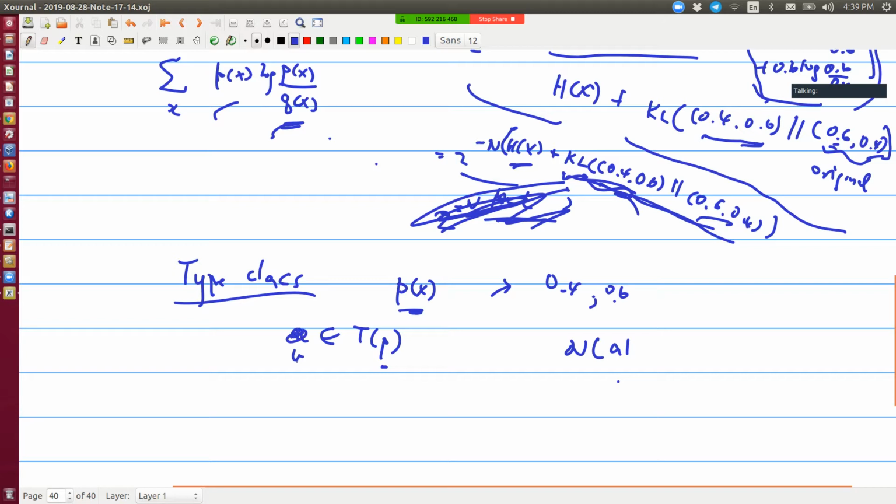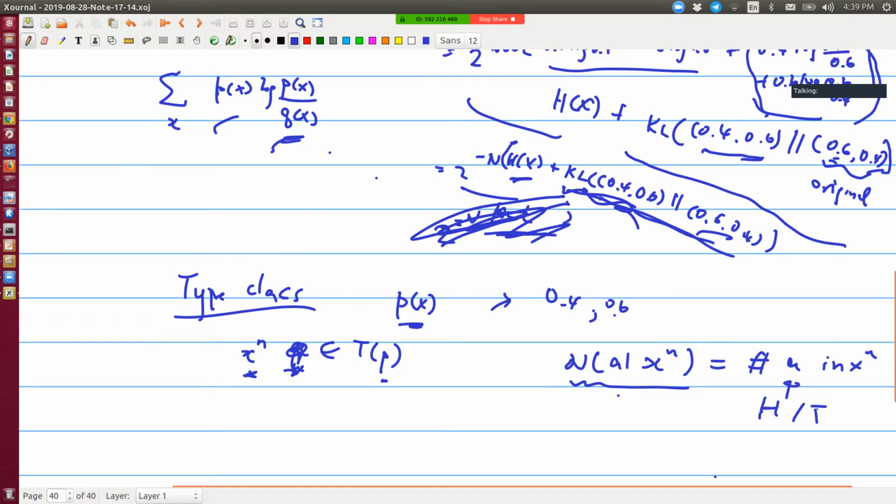Actually I want to say Xn here. So an Xn is in a type class P if... okay, I didn't describe that yet, but let me define these terms first. This one here is the number of A in Xn. For example, this A can be head or tail in the previous example.